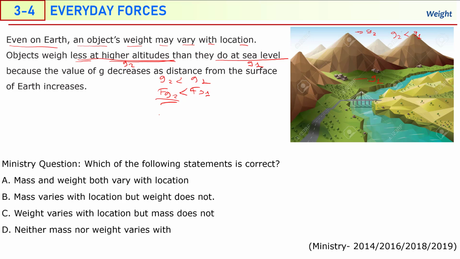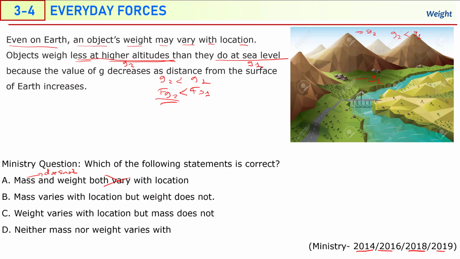And even about this 11th grade topic, there are exam questions asking in the 12th grade. This is a very popular question. It's asked which of the following statements is correct. A, mass and weight both vary with location. We know that mass does not change, but weight changes. So that's why this statement is incorrect.